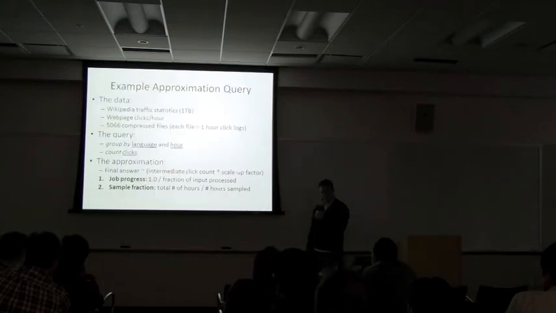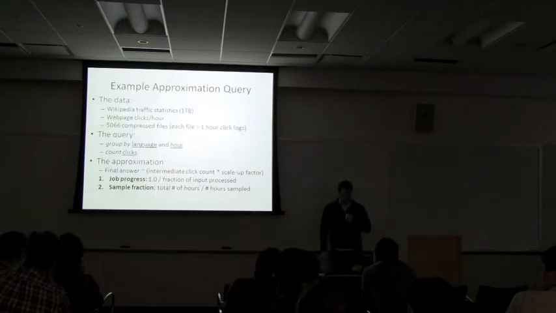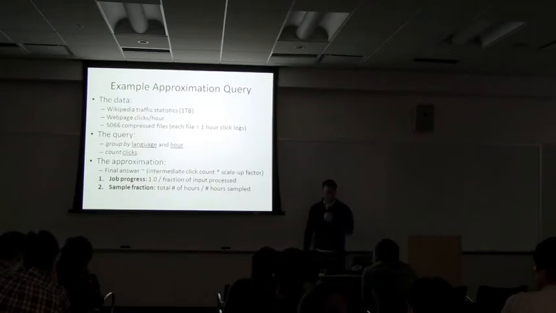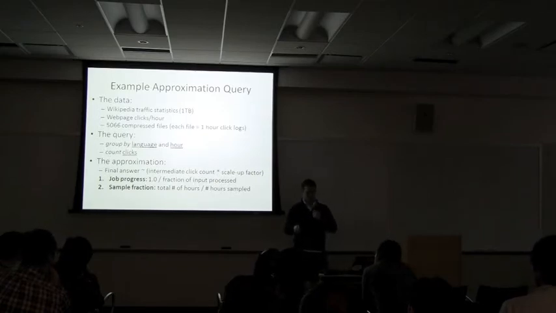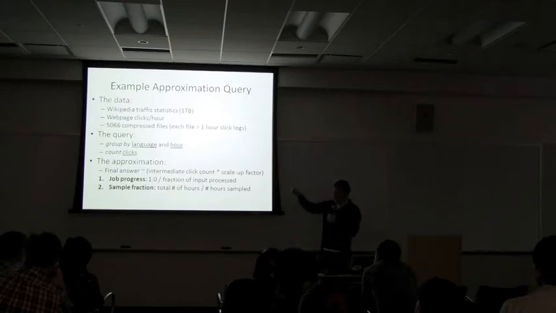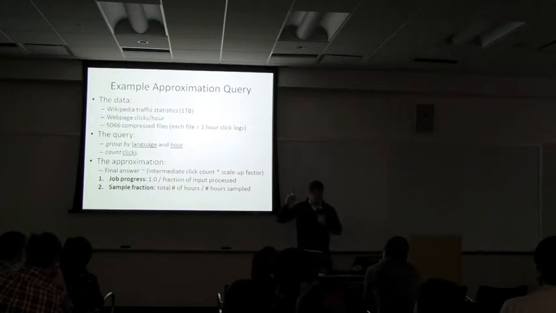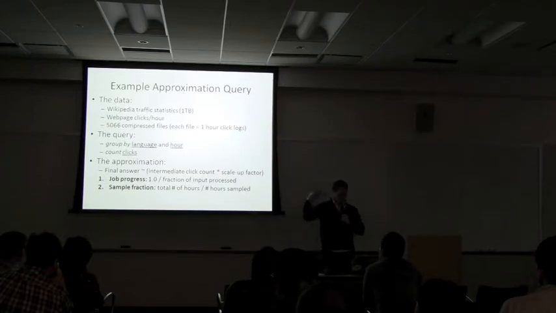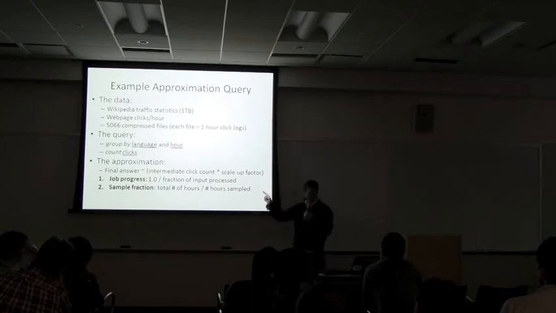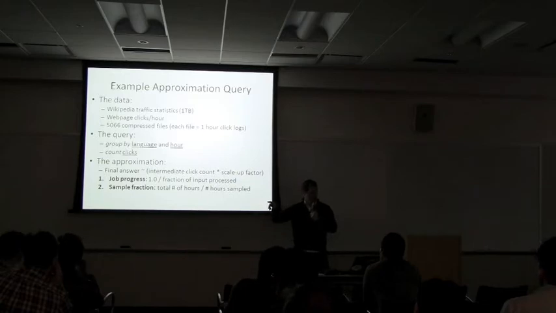So here's an example query. The data that we use is the Wikipedia traffic statistics. It's about 1 terabyte. It contains web page clicks on a per hour basis from users, and it consists of about 5,066 compressed files. Each file contains 1 hour's worth of click logs. And the query we want to run is to group by language and hour and count the number of clicks that occurred in that language hour session.